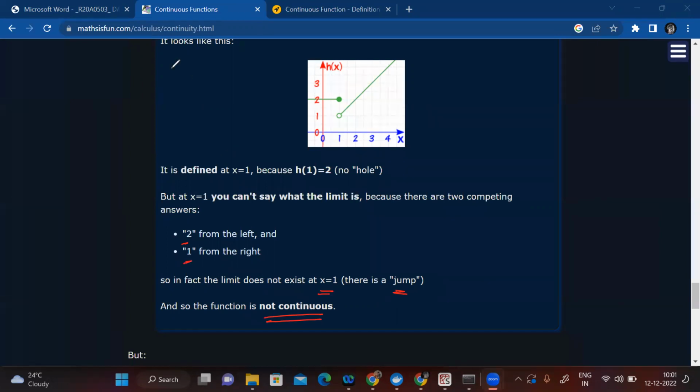I think this is a great resource to learn. If you're planning to learn calculus, you want to understand the theory and you have very short time, I think Math Is Fun is a great website to learn all these things.